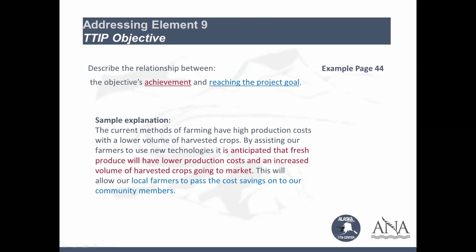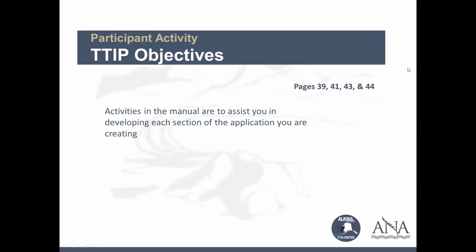The same thing holds here, except that now we're going to describe the relationship between the objective's achievement and reaching the project goal. So again, that fresh produce having lower costs and an increased volume to the market will allow the farmers market to pass the savings on to our community members. Thereby, that's the goal. There are various participant activities on pages 39, 41, 43, and 44 to assist as you walk through developing your objectives.